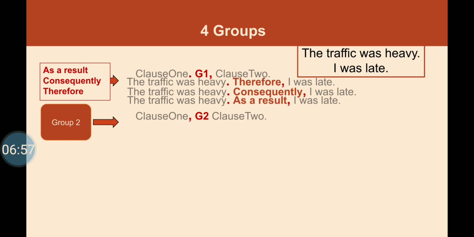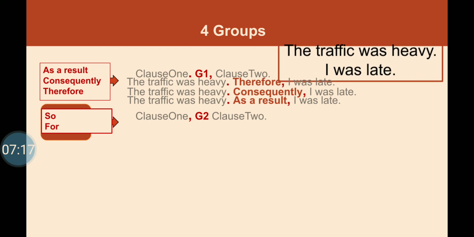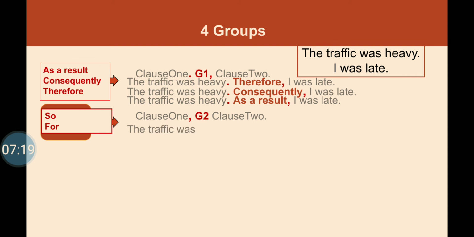So again, what are the words that belong to group 2? It means, in other words, what are G2 words? There you have. So and for. So is a G2, and for is another G2. Let's move it there. And let's use it to connect "the traffic was heavy" and "I was late." The traffic was heavy, comma, so I was late.